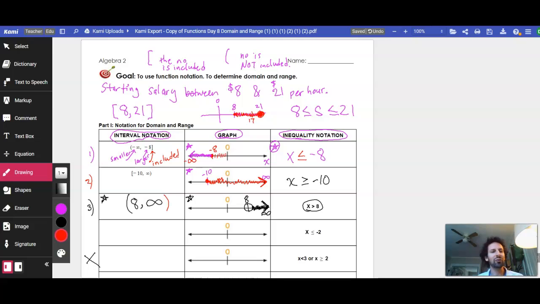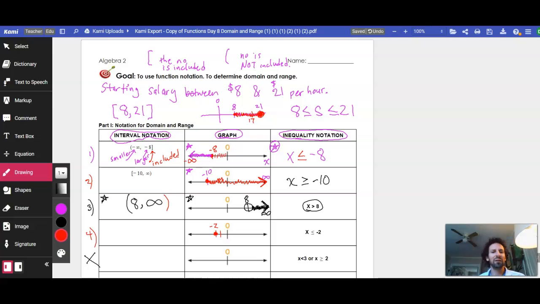Okay, why don't you try the next one on your own? Pause the video, try it, and see what you get. Welcome back. All right, let's take a look at number 4. In this case, we start with the given problem: x is less than or equal to negative 2. If we want to graph that, we find negative 2 on the number line and label it. And it's less than or equal to, so we have a filled in bubble here.